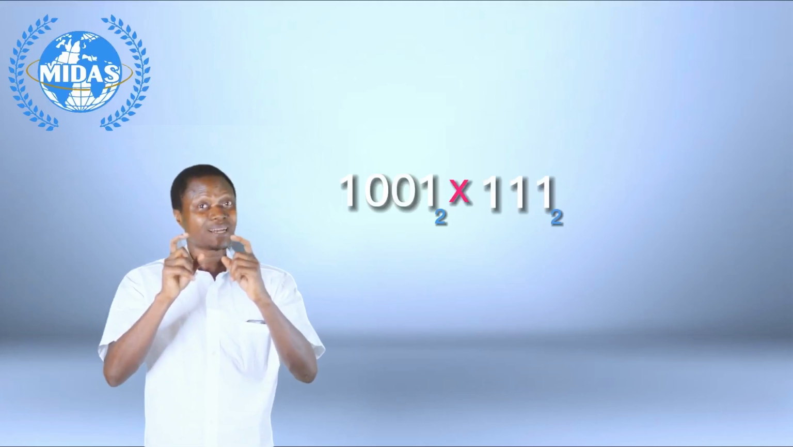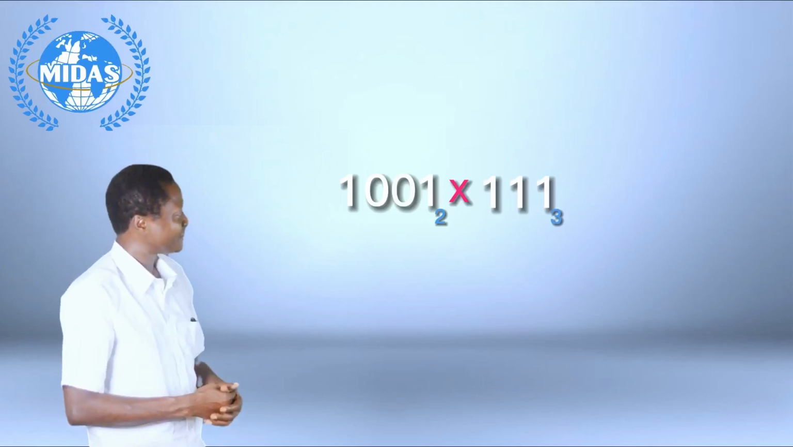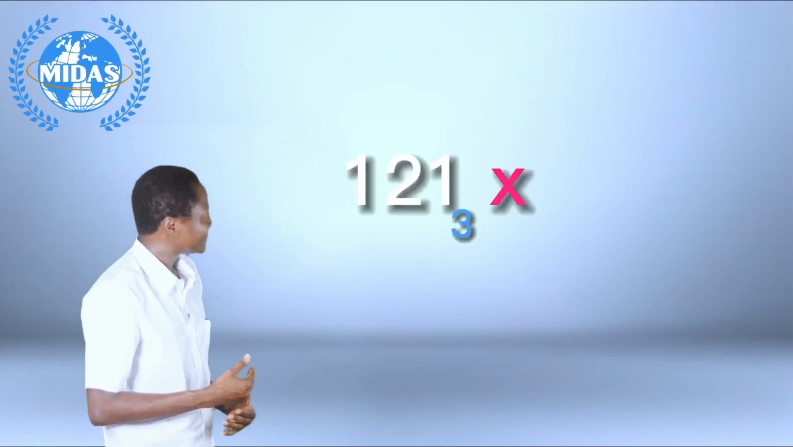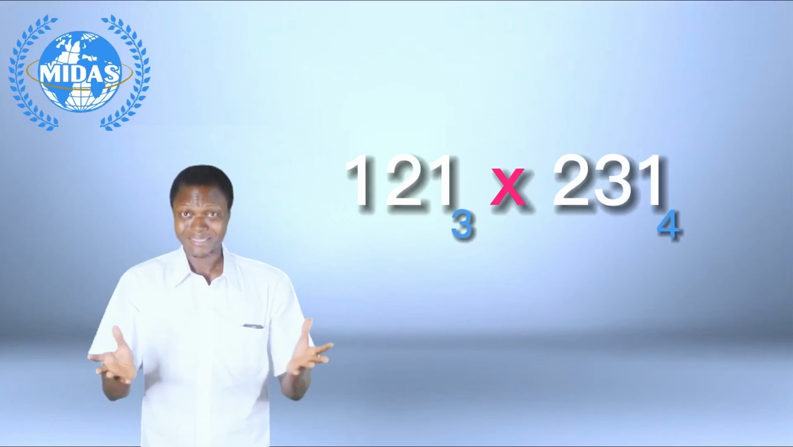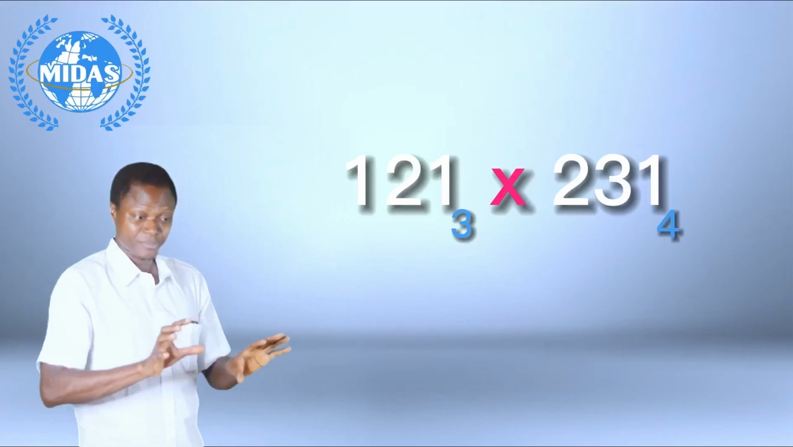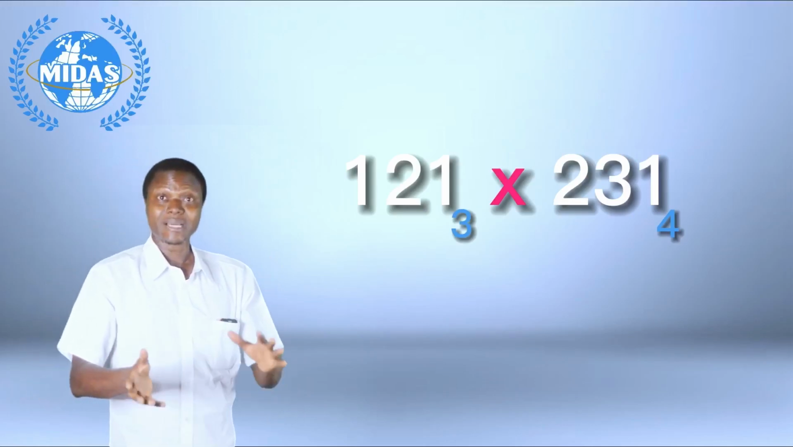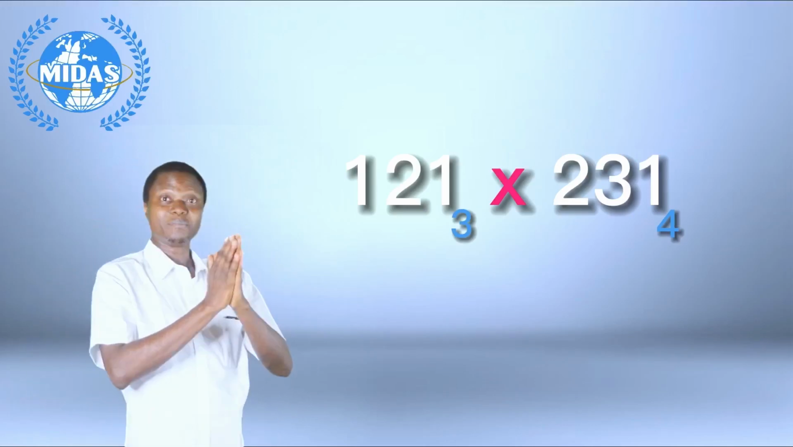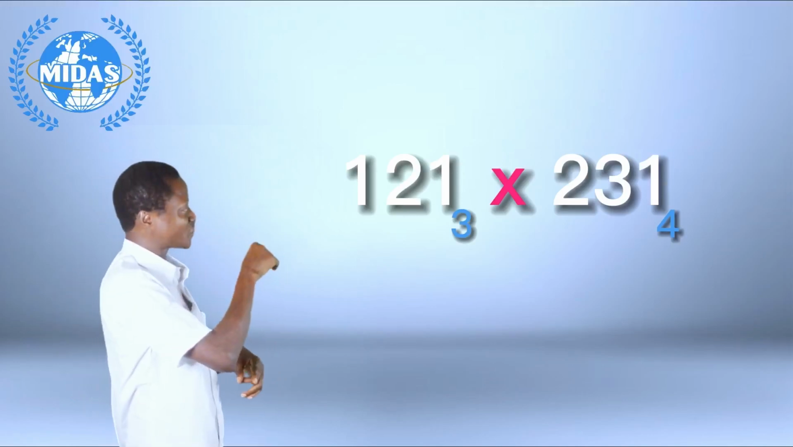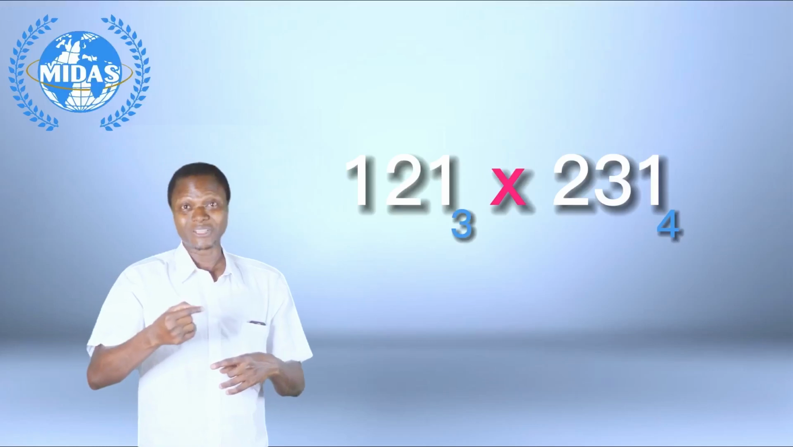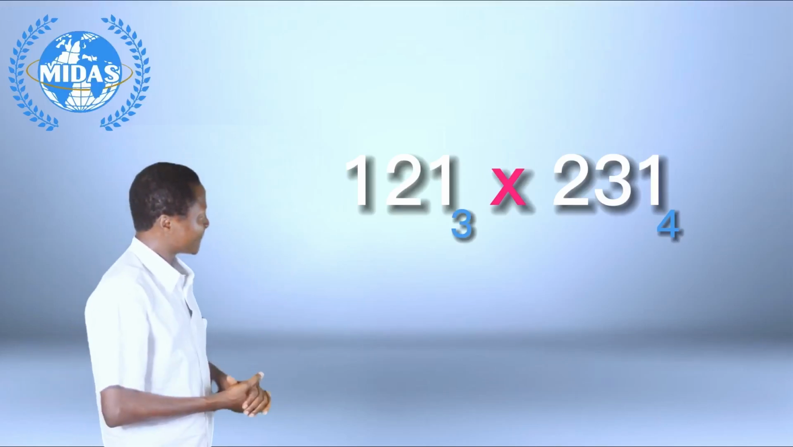Then the answer that you have, you now convert it to the base that you are asked to present your answer as. So that being said, let's say now you are given 1, 2, 1 base 3 times 2, 3, 1 base 4. You have to convert to base 10. So when you convert both to base 10, then you can just do your natural multiplication, and then the answer that you get becomes the answer in base 10, remember. Now, whenever they ask you a question like this, they will always tell you what you should present your answer as.